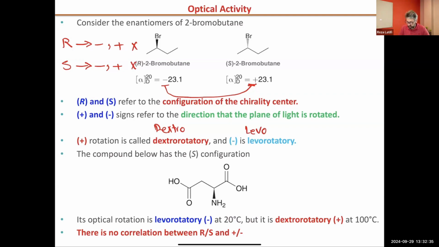Now, if you change the temperature, you will see a difference in the direction of the rotation. So you always have to report the observed rotation as a specific observation. You have to specify it by writing the temperature at which you measured that rotation.